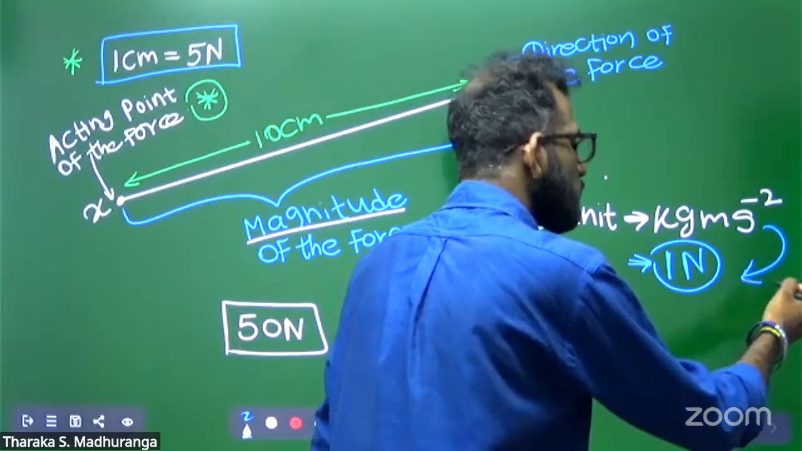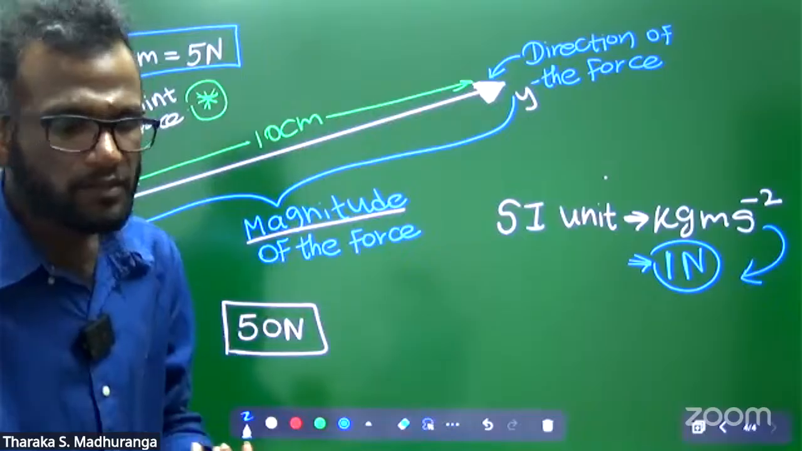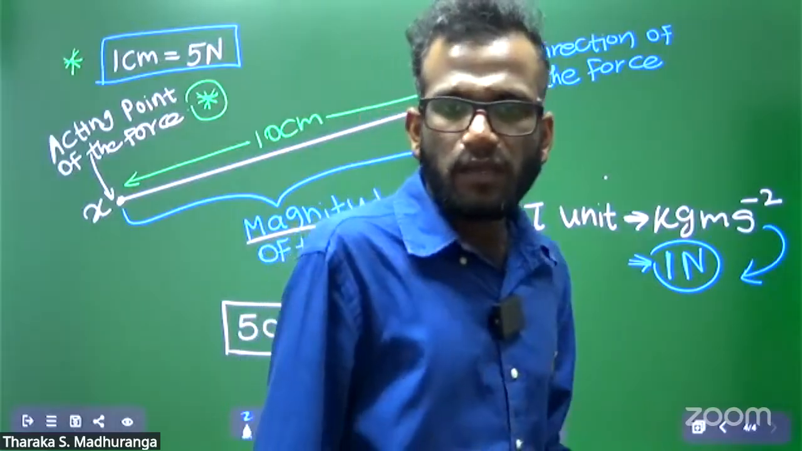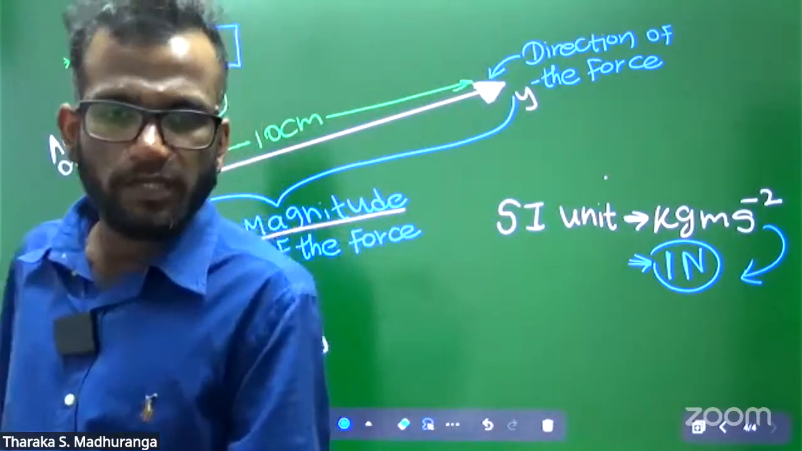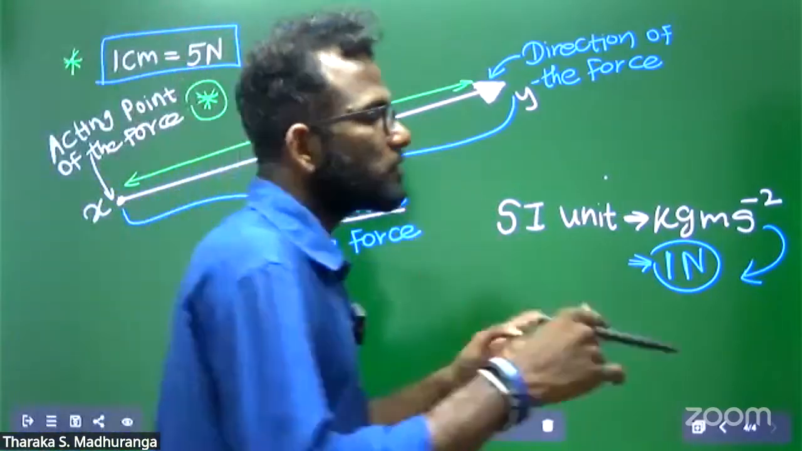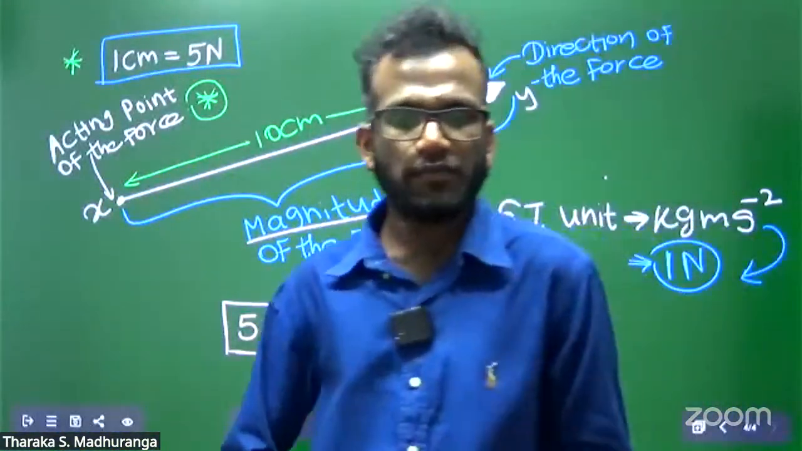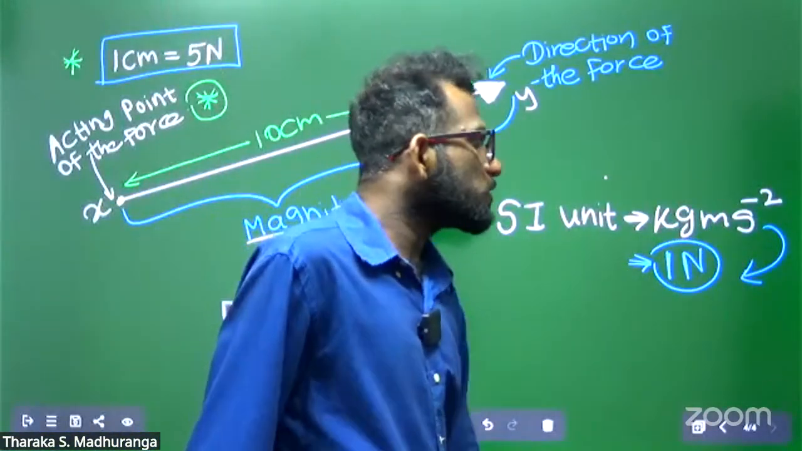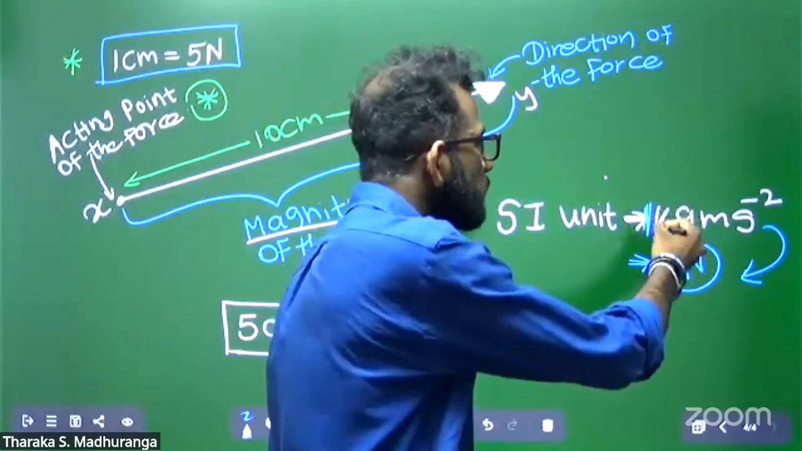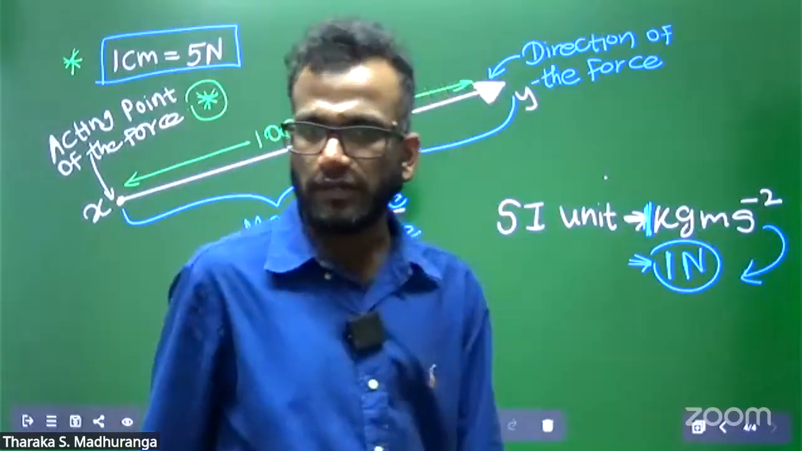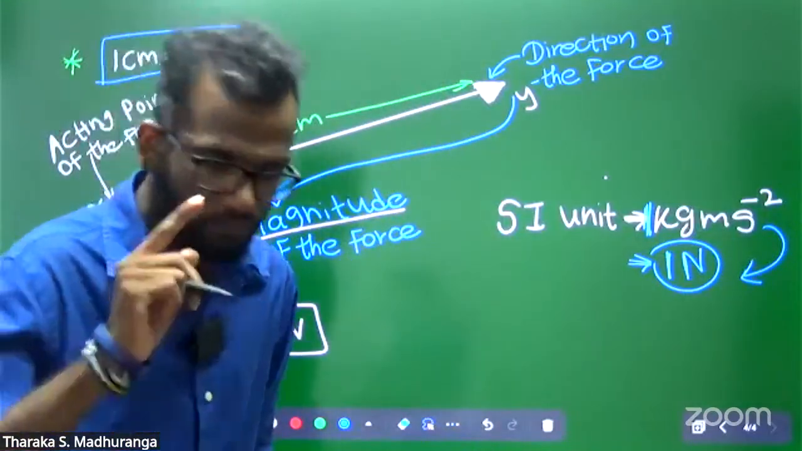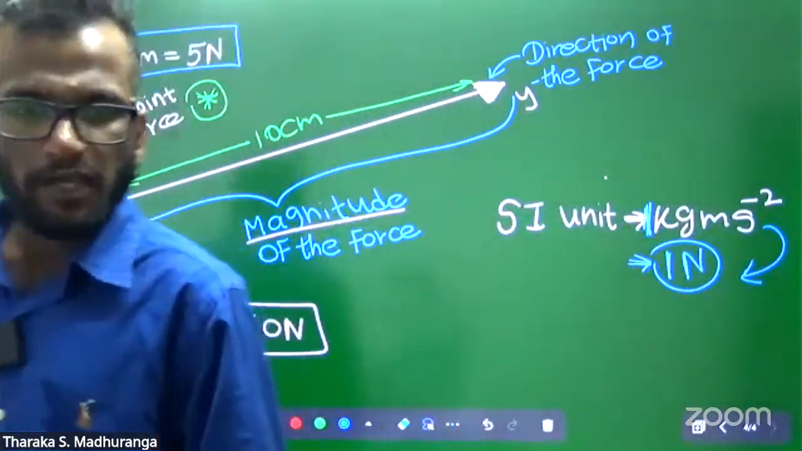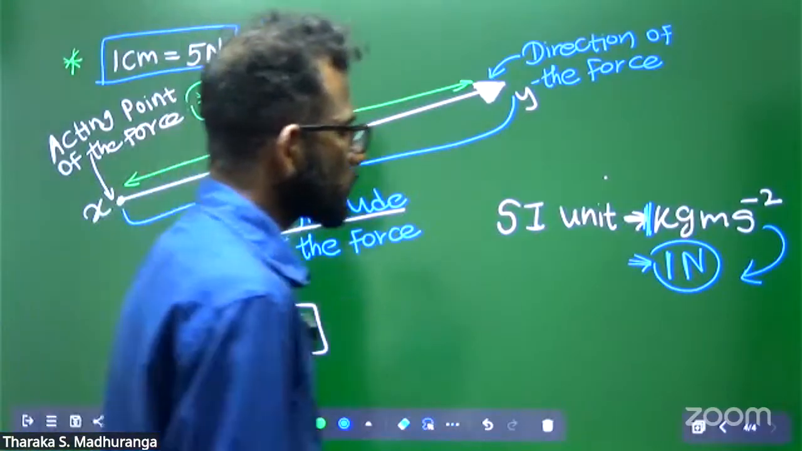We can discuss this in the calculation parts. The actual unit is kg ms minus 2. But out of respect for the scientists who found these theories, we consider 1 kg ms minus 2 equal to 1 Newton, for respect for Isaac Newton.